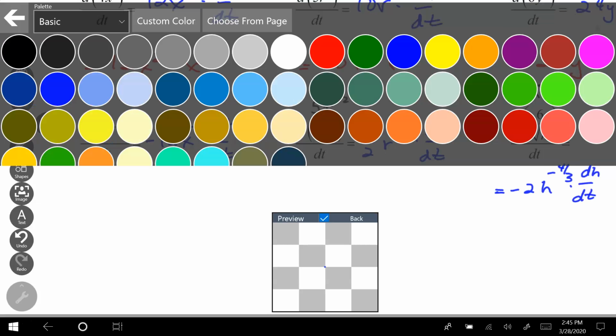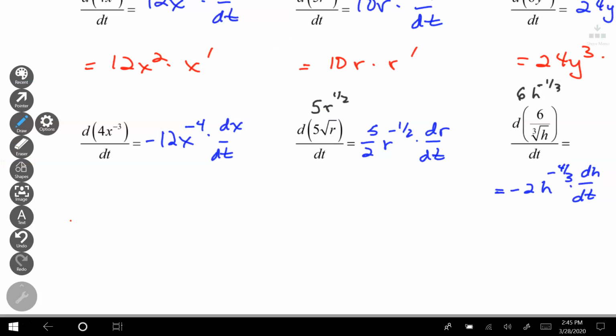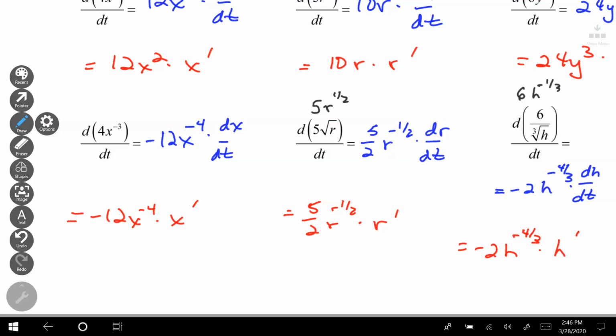If you want to use the primes, negative 12x to the negative 4th times x prime, 5 over 2 r to the negative 1/2 times r prime, negative 2h to the negative 4/3 times h prime. So again, we are taking the derivative with respect to time, and we're always putting in this extra d over dt or prime with it.